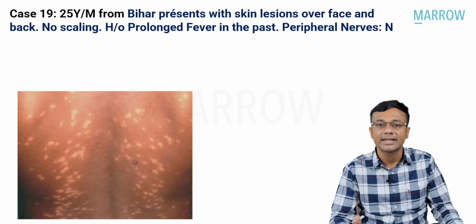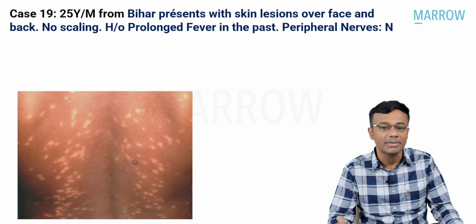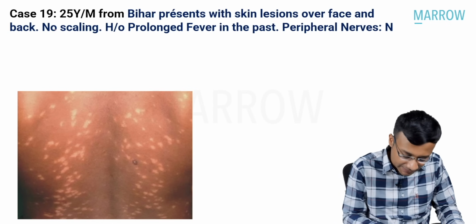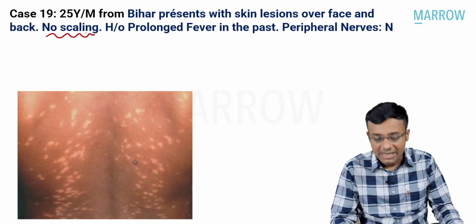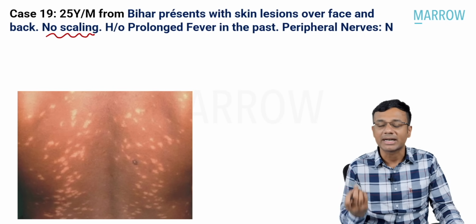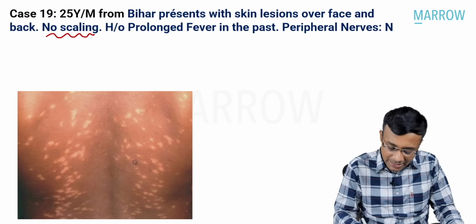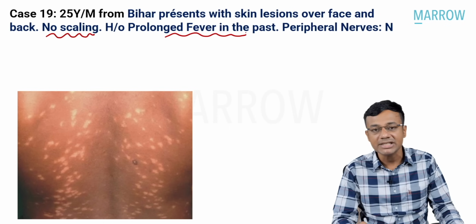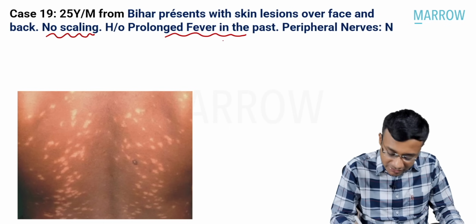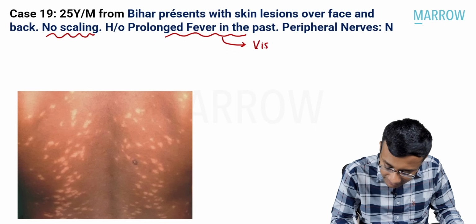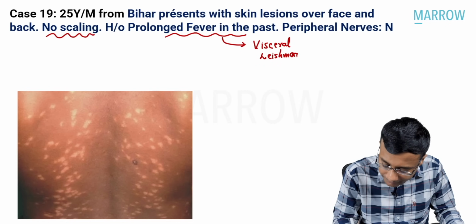And yet another case scenario with the same context is a 25-year-old male from Bihar who presents with skin lesions on the face and the back. There is no scaling. Very, very important is no scaling, because when you generally look at this image, you tend to mark it as pityriasis versicolor. But please remember, pityriasis versicolor is a scaly condition. There is a history of prolonged fever in the past. What is the examiner trying to tell you? It's trying to tell you that it could be visceral leishmaniasis in the past.